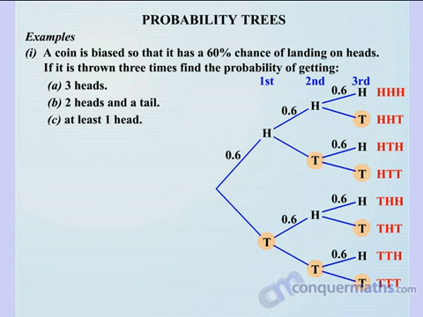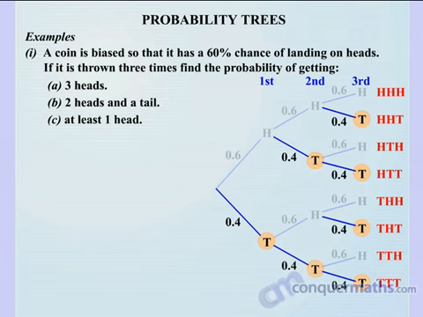So, what about getting a tail then? Well, let's look at all these branches. If we have 60% chance of landing on heads, only leaves 40% left for the tails. So as a decimal, that's 0.4. So let's put 0.4 on each of those branches.